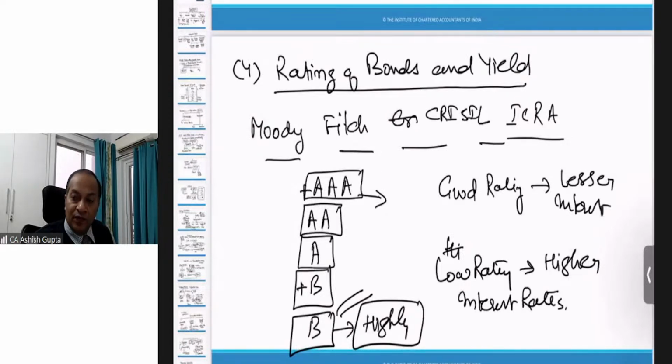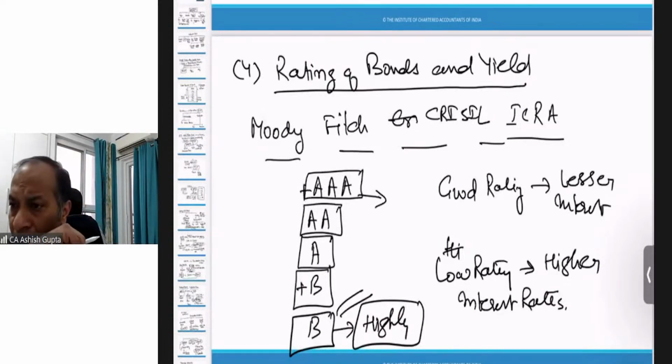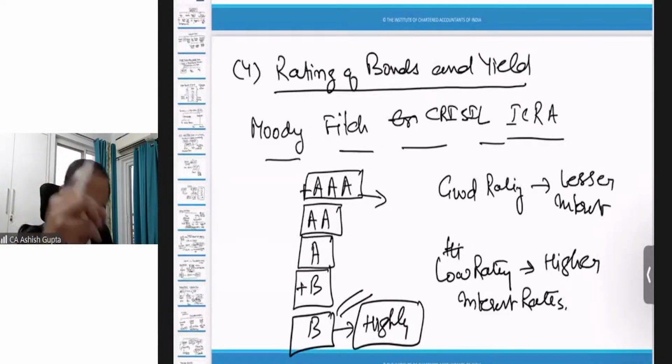Okay, student. Shruti is asking, sir, please tell the difference between callable and portable. Beta, two minutes. I am just completing this, then I will explain to you.